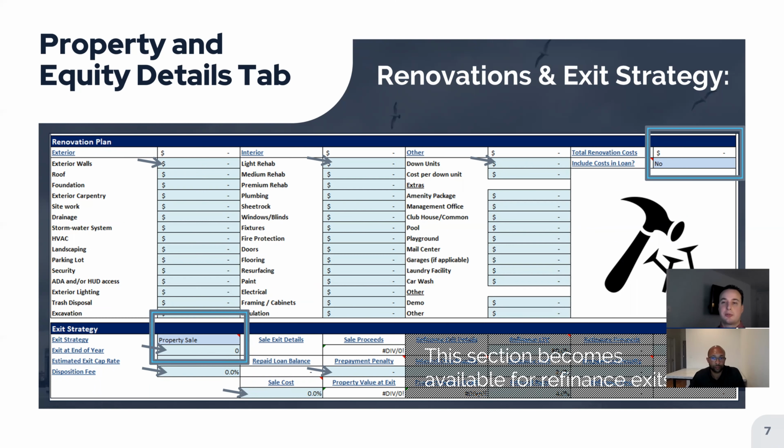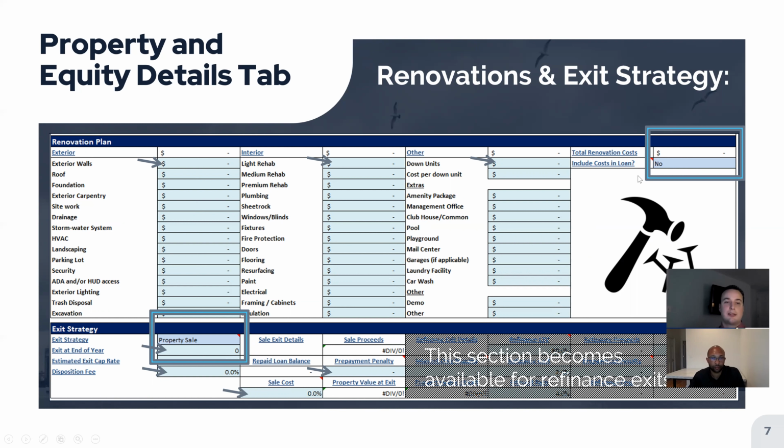You're going to get more specific eventually. And then you also have the option for your renovation costs, if you want to include them in the loan, or if you want to do a money raise for those costs. That's where you'd select from that drop down on the right-hand side, the yes or no.